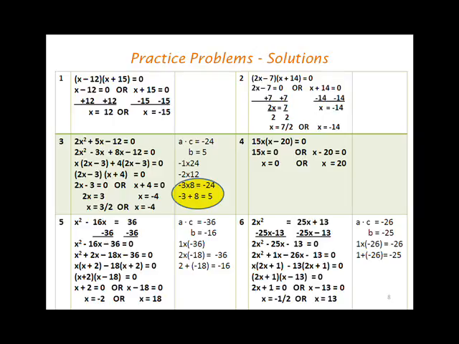Now number 5, I needed to get that equation equal to 0 before I could begin to work with it. So I subtracted 36 over to the left-hand side of the equation. Again, I did my ABC factoring, and you can see my work on the right-hand side there. And in number 6, a lot of things were over on the right-hand side, the 25x and the 13, so I needed to subtract them both over to get them on the left-hand side to get a quadratic equation I could solve equal to 0 using the ABC method.